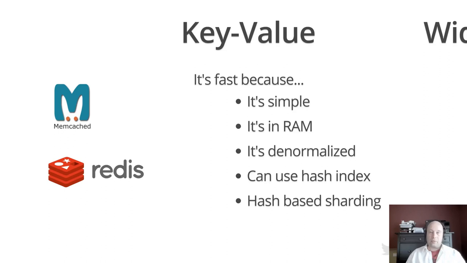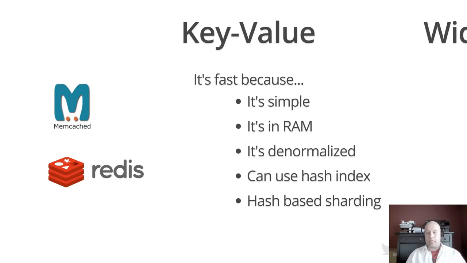Other reasons why key value databases end up being a fast choice. So of course, simplicity always is good. Typically, your code can be smaller and you can focus more on optimizing it when you have less functionality. But the other thing, of course, is that these databases are designed to store everything in RAM. So of course, it's going to be faster than disk, even in the age of SSD. I already talked about the fact that you typically store denormalized data. It's actually a big part of it.